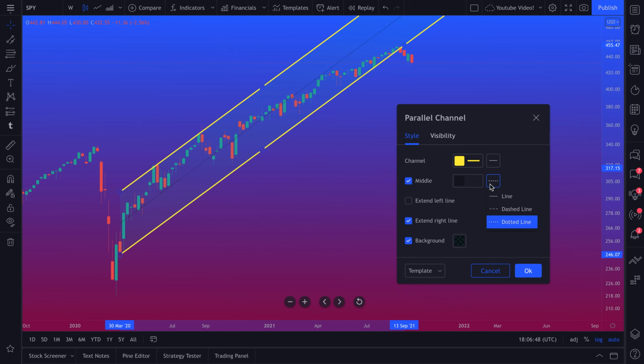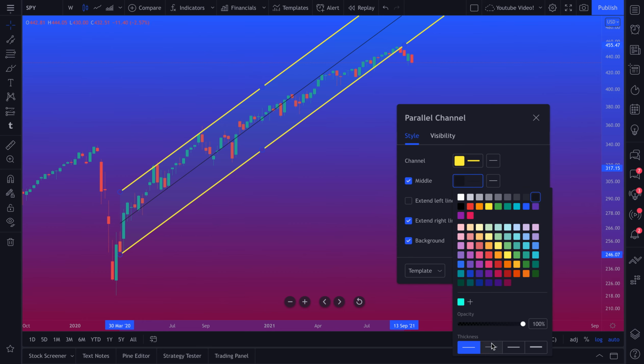Now, this is up to you. Some people actually prefer to have a straight line. You can't miss it. But then what you do is you make the thickness smaller than the bottom of the channel and the top of the channel, so it more so is a reminder of the middle line, not the key support and resistance of the channel. But it's up to you. You could make this line equally as thick.